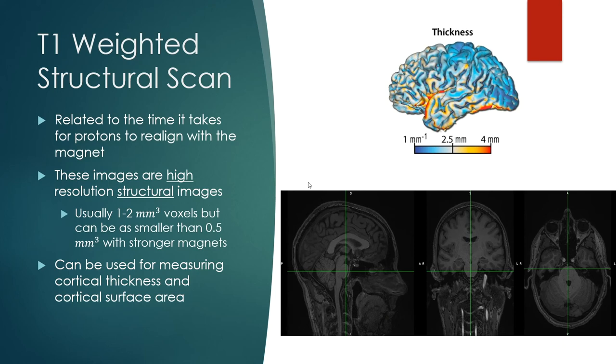This is my brain. What kind of a slice is this? Sagittal. Yep. So this is a sagittal, this is a coronal, and this is an axial. And you'll see all MRI software breaks it down into those three views. And so you can kind of view everything in 3D from the three different planes.